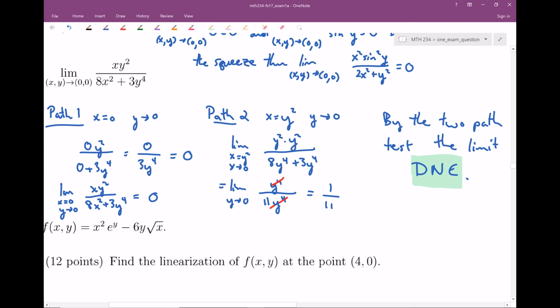If you just include the path 1 and the path 2, I've seen some students who write these and then say, so the limit is 0, or so the limit is 1/11th. So you really need to have that conclusion to show that you know what you're talking about.